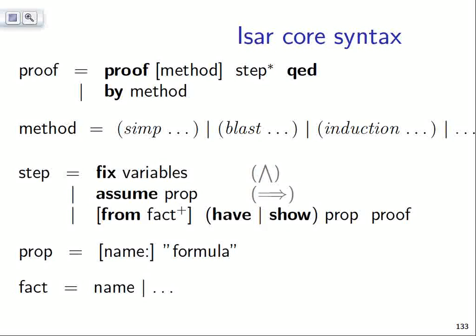So, back to the slides. So this is the main grammar. Proofs, atomic or structured objects, methods. Proof methods are what we know. Steps can be introducing a local variable, assuming a proposition, or actually proving either an intermediate statement with have, or proving the final statement with show. And propositions are just formulas, optionally named, and facts here from fact are just references to something you have already proved.